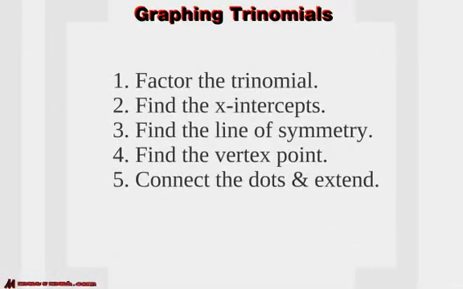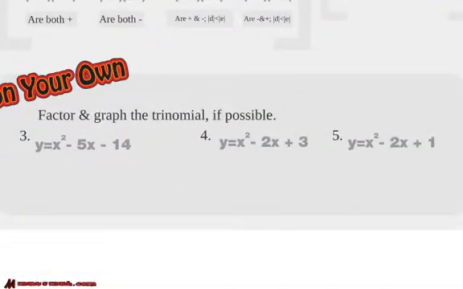All right, so these are our steps. Now, how to graph them? Well, first of all, you have to factor the trinomial. You have to factor it, break it down, find the x-intercepts, that's easy. Each one of those inside the parentheses is going to equal 0, so you flip the sign. Then you want to find the line of symmetry. Again, that's negative b over 2a, and then find the vertex point by plugging that line of symmetry into the original equation. You're going to connect the dots and extend it, and that's it. Okay, so pretty basic on how to graph a trinomial. All right, once you factor and graph these trinomials, if possible, remember, some of them might be prime.